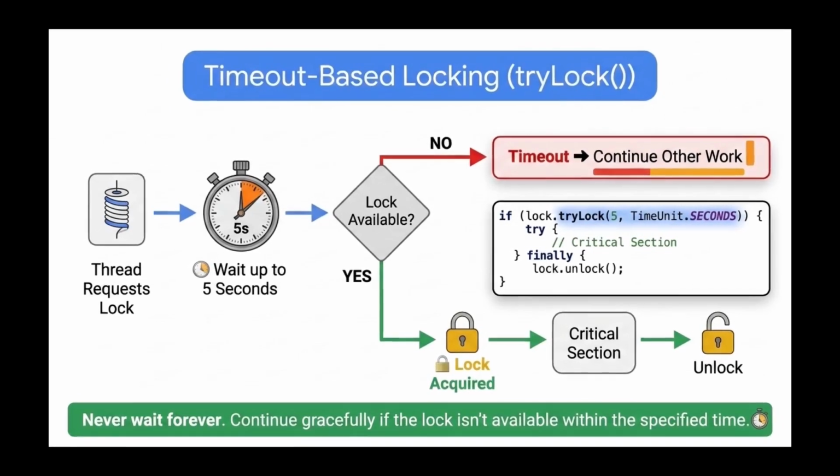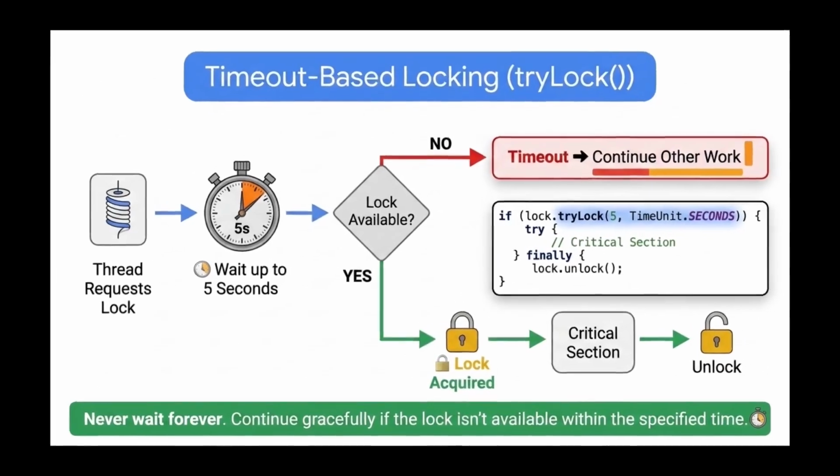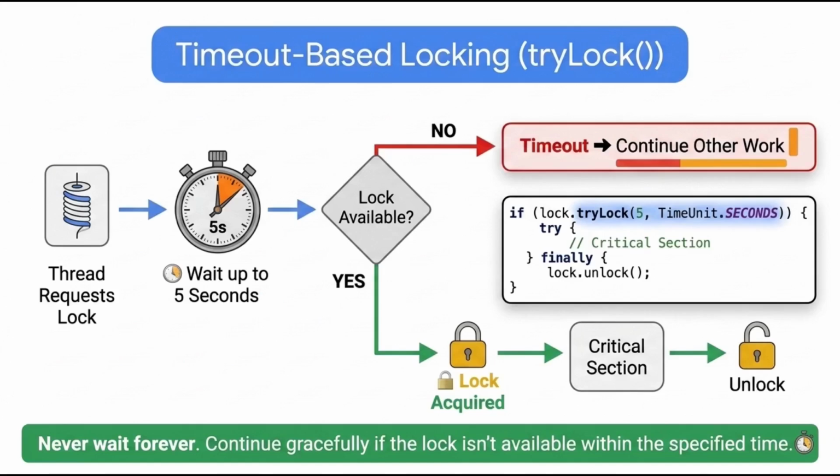Sometimes, waiting forever for a lock isn't acceptable. With the tryLock method, a thread can wait only for a specified amount of time. If it acquires the lock within that time, it continues normally. Otherwise, it gives up and handles the situation without remaining blocked indefinitely. This is especially useful in applications where responsiveness is important.